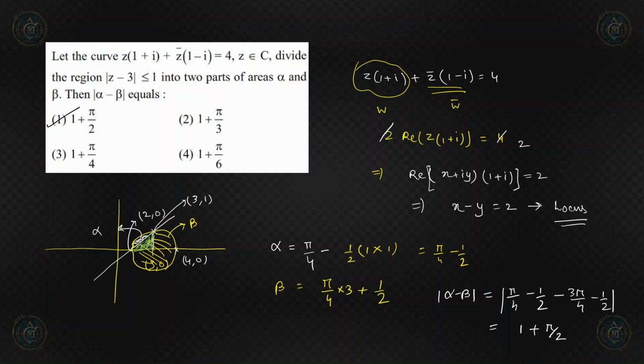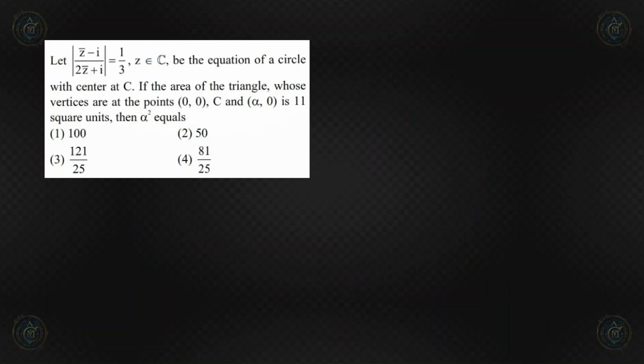So let us jump to the next problem. Okay, so this is the next problem. Here it is saying, let the modulus of this complex number be equal to 1 by 3, be the equation of a circle with center at C. If the area of the triangle whose vertices are at the points (0, 0), C and (alpha, 0) is 11 square units, then alpha square equals what?